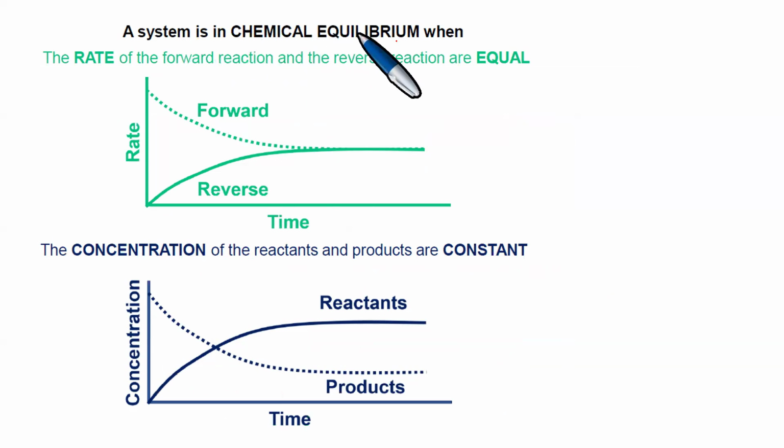Now, we are looking at what a system is precisely. When is a system in chemical equilibrium? A system is in chemical equilibrium when the rate of the forward reaction and reverse reaction are equal. So we're defining chemical equilibrium, and that occurs when the rate of the forward and reverse reactions are equal.